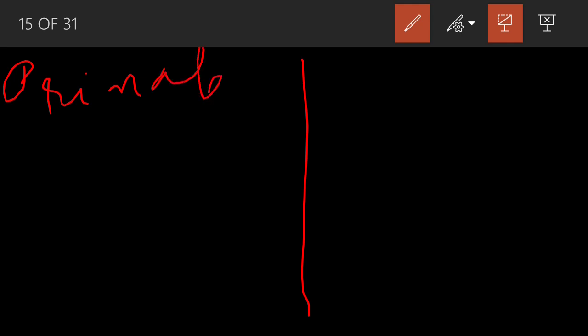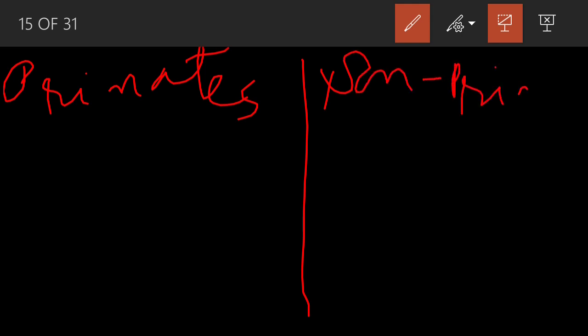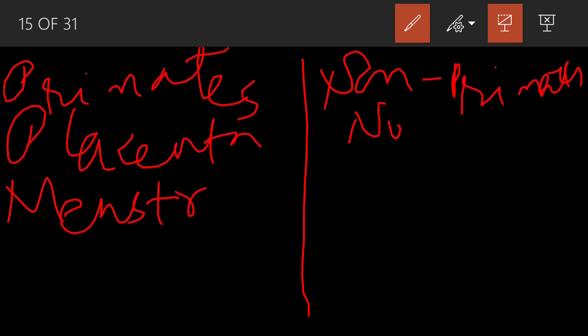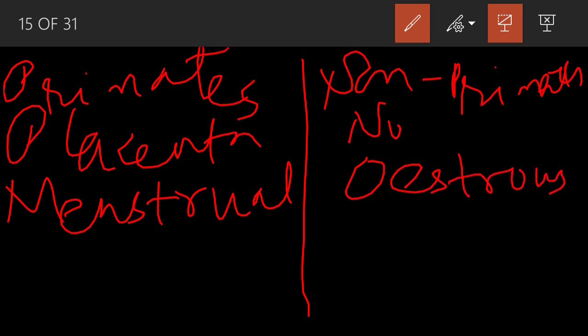So accordingly I am going to tell you. First, we are talking about the reproductive phase, especially for the females, right? The first type is the primates. The mammals which have the placenta are the primates, and those which do not are the non-primate mammals. So placenta is present here in primates, and absent here. In primates the menstrual cycle happens, and in non-primates the estrus cycle happens.